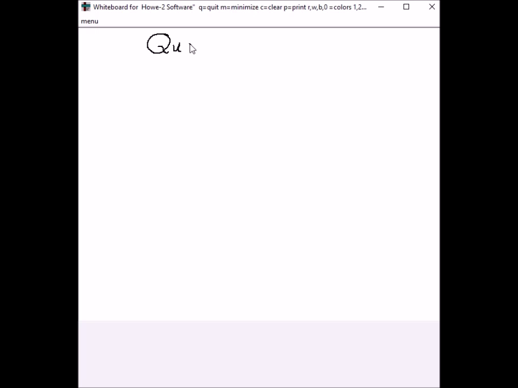We've done, let's see if I can write this word, quadratic, with the mouse. This is not my best skill. You never know. You might need to be able to use your manual dexterity.